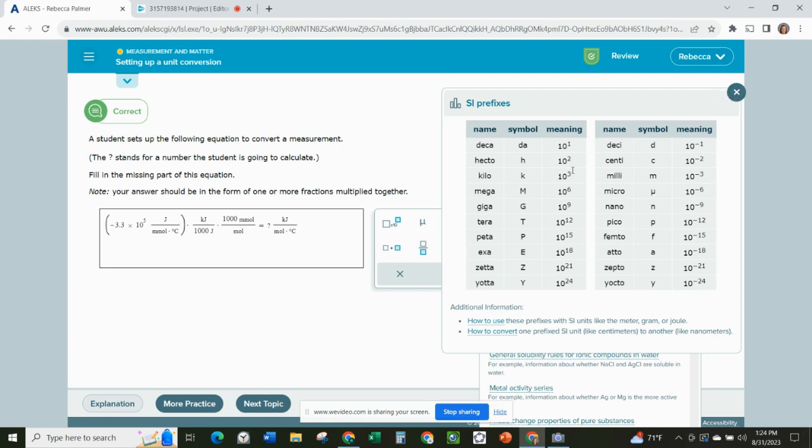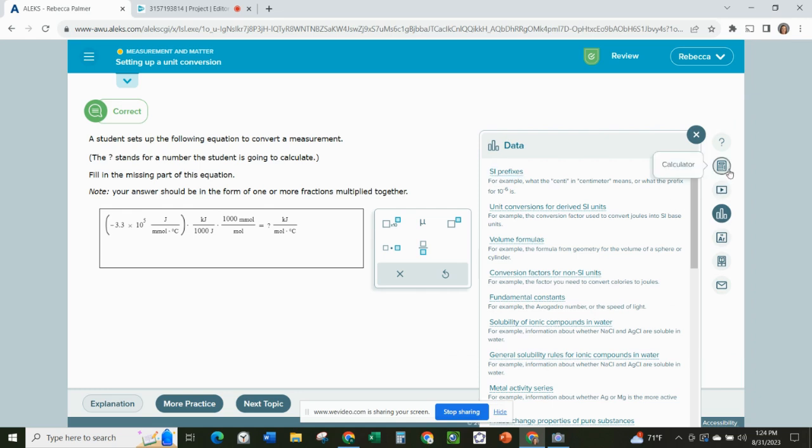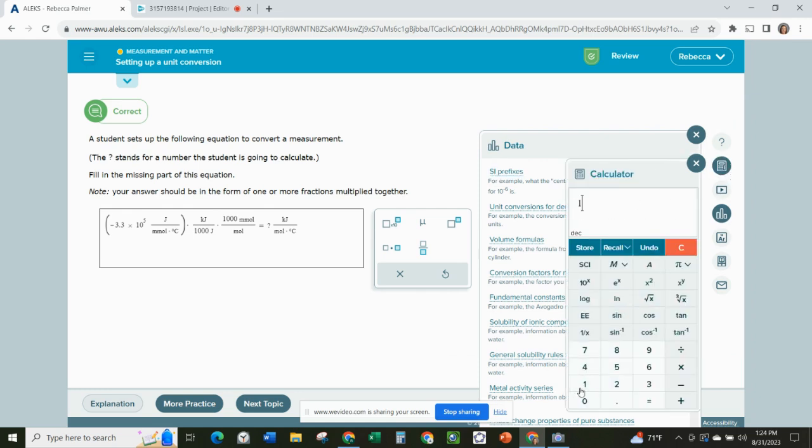So let's see. Let's try this one. If I do in my calculator 10 to the 3, that's the same as 1,000. And I can go back and forth between scientific and, I guess, decimal notation, regular notation. So that's kind of an easy way.